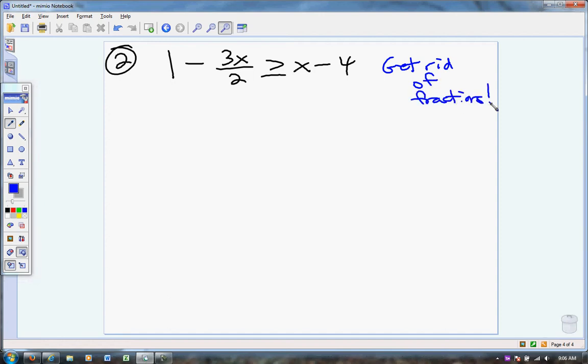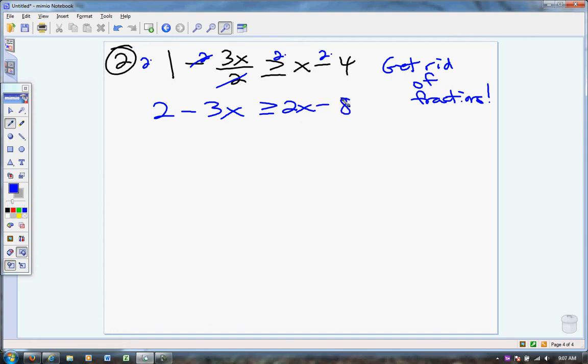Okay, remember I've been preaching about that. It saves you some mistakes. So I only have one denominator. What is it? 2. So we're going to multiply everything by 2. 2 times this, 2 times this, 2 times this, 2 times this. And I'm going to have 2 minus, those go away, which is what we wanted in the first place. 2 minus 3x is greater than or equal to 2x minus 8.